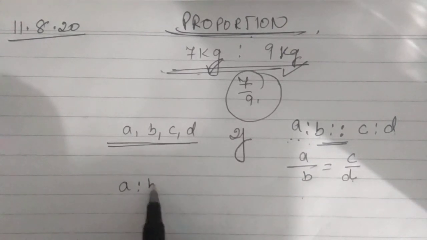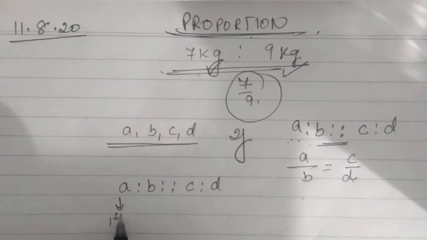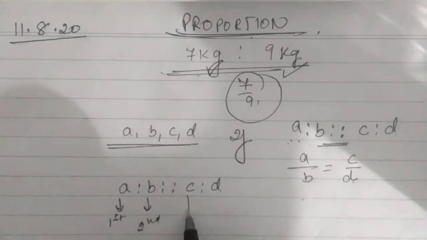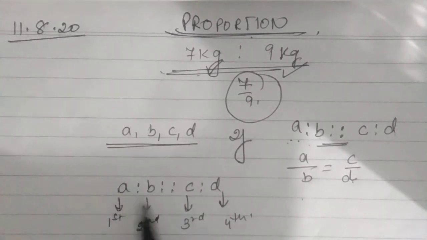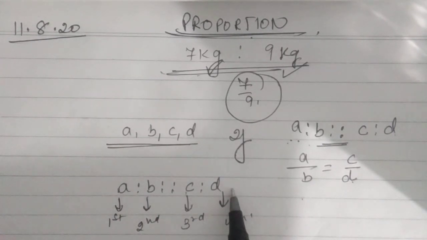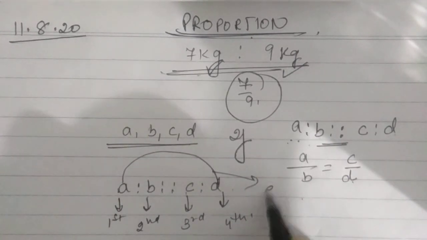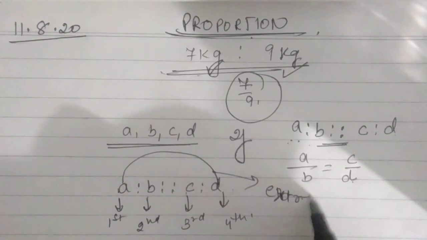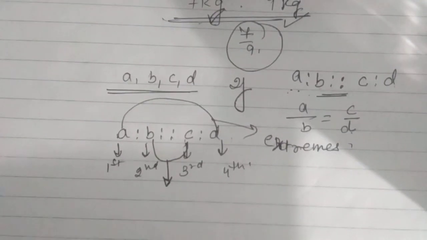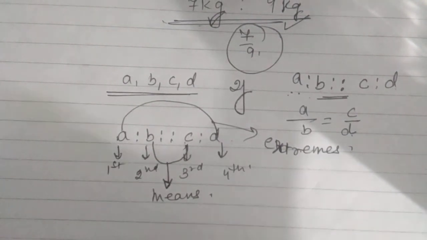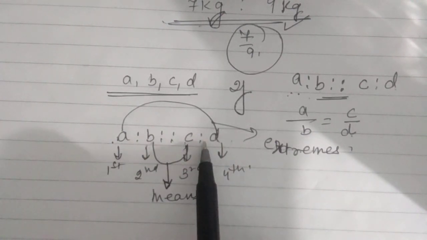If I write over here a ratio b is proportion to c ratio d, this is known as the first term, this is the second term, this is the third term, and this is the fourth term. Here students, the first and fourth terms are also known as extremes, and the middle two terms are known as means. So here a and d are extremes, and b and c are means.